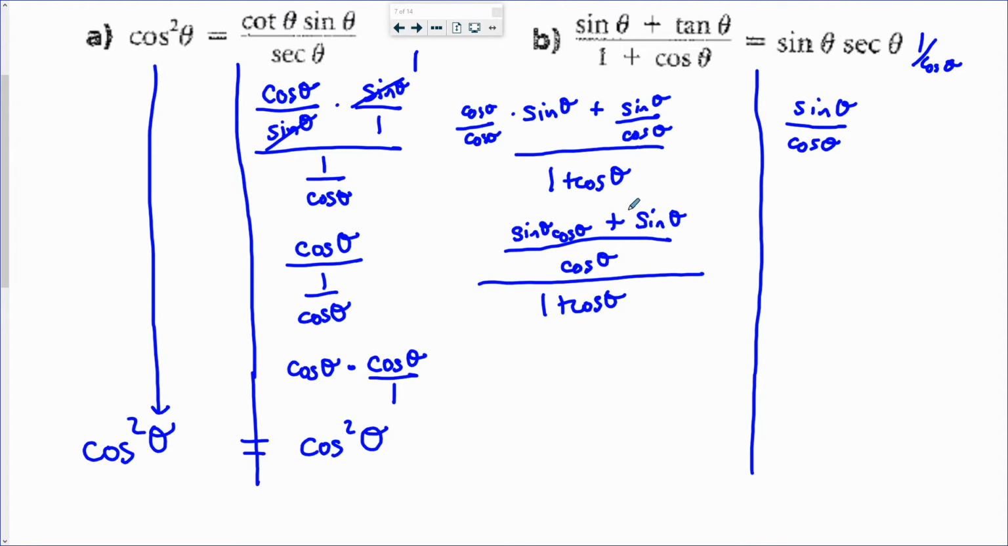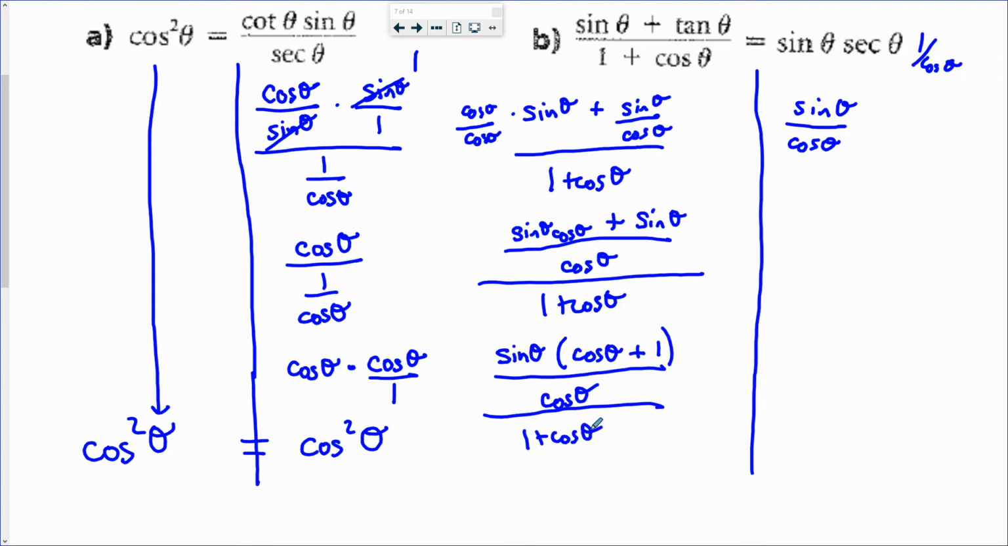Now this is looking pretty ugly, but I'm trying to basically get rid of this thing down here if I can. Now in the numerator, I'm noticing that I got a common sine theta, so I can pull out that sine theta, and that would give me cos theta, plus, when you go sine theta divided by sine theta, you get 1. Now remember, that's divided by cos theta. And all divided by 1 plus cos theta.